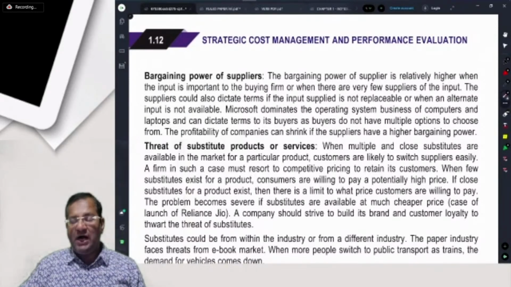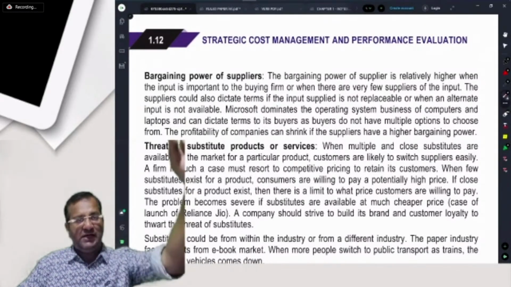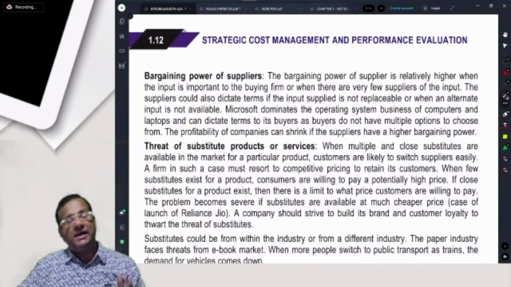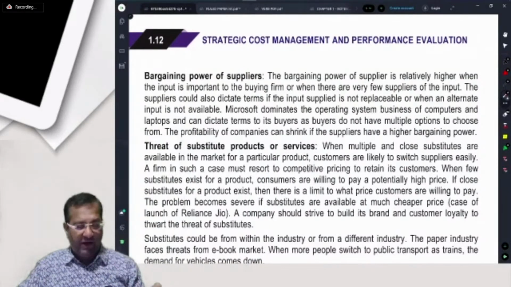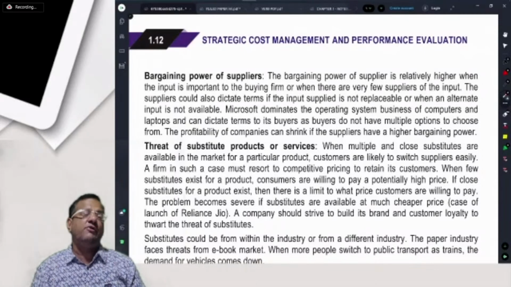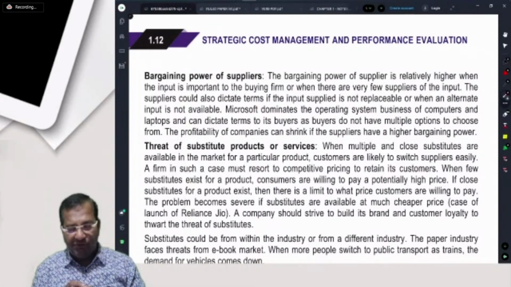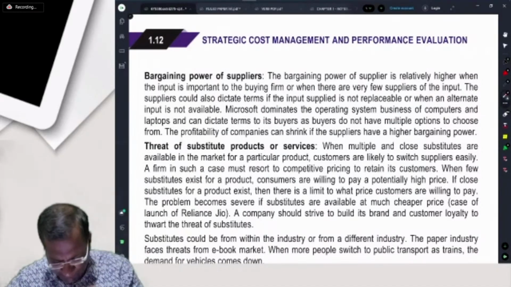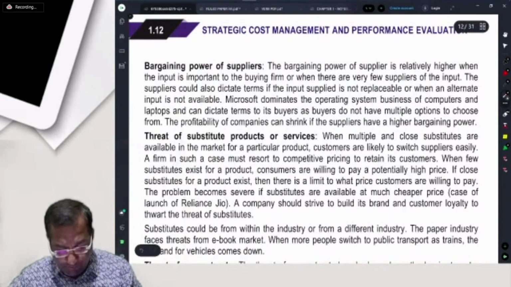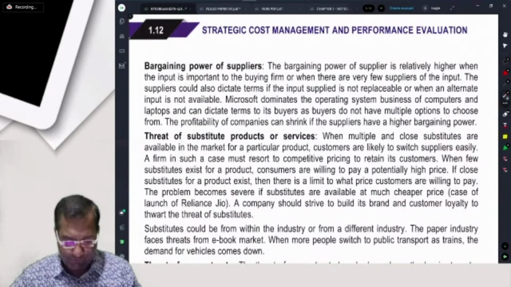So if there are very few suppliers, definitely the supplier will have the bargaining power on the higher side. Such industries are not recommended for our client to enter. So the first one, bargaining power of customer. The second one, bargaining power of supplier. Third point, threat of substitute products or services.